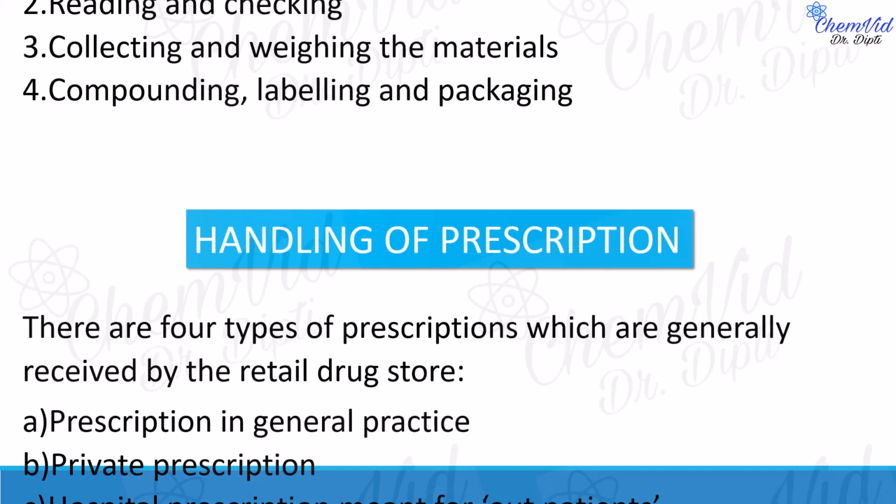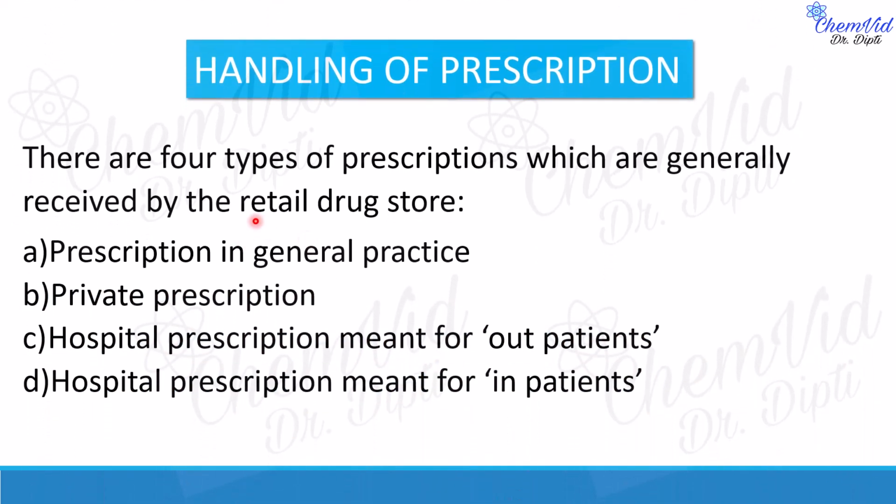Then under handling of prescription, one should also know that there are 4 types of prescriptions which are generally received in a retail drugstore. First is the prescription in general practice. Then comes the private prescription, that is the prescription which is given by a private doctor. Then is the hospital prescription meant for outpatients, and hospital prescription meant for inpatients. Inpatient means the patients who are admitted, and outpatients are the general patients who are not admitted in the hospital.